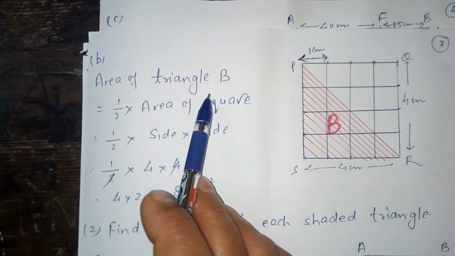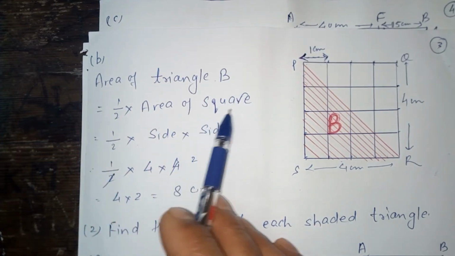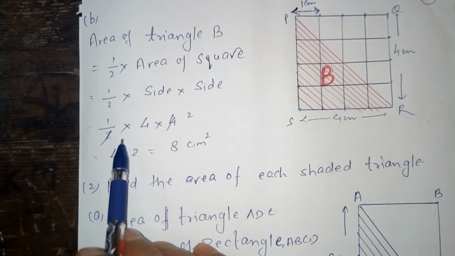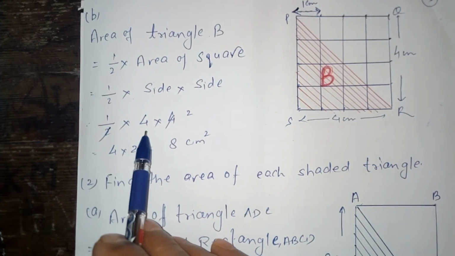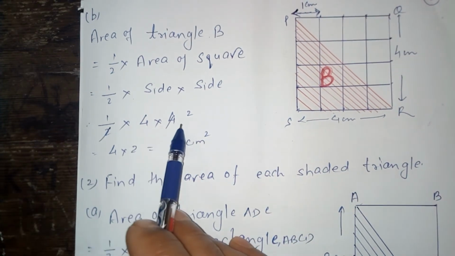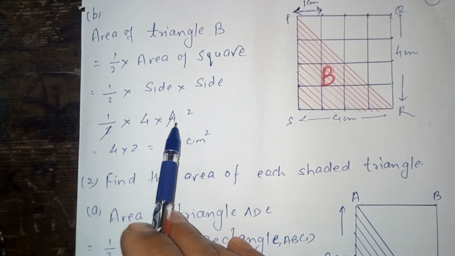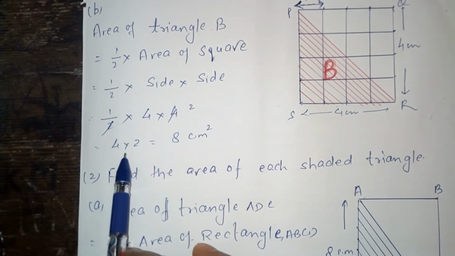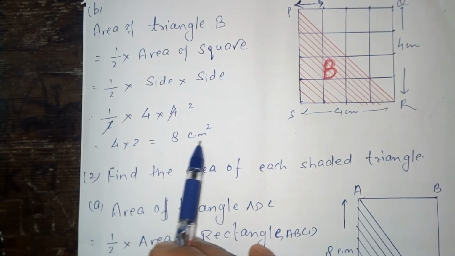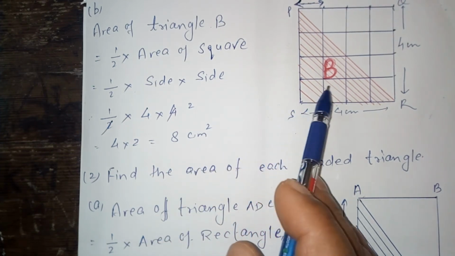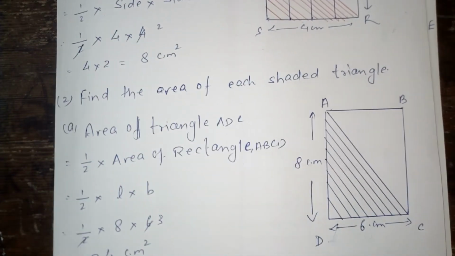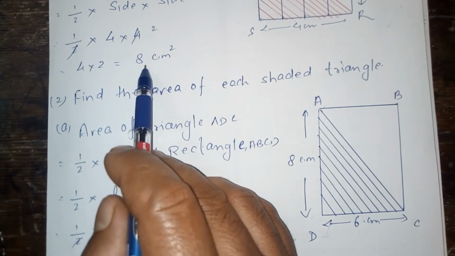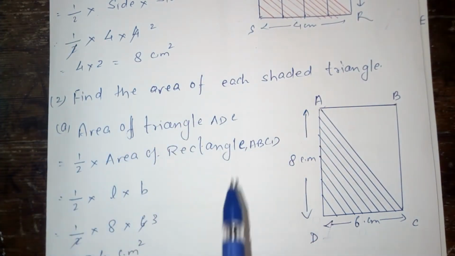Area of triangle B is equal to half into area of square. Area of square is side into side, again half into 4 into 4. After cancellation you are looking, 2 1s are 2, 2 2s are 4, 4 2s are 8. 8 square centimeter is the area of the given triangle. Okay, again, 8 square centimeter is the required answer for your required question.